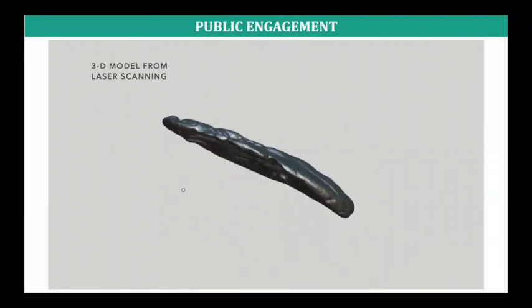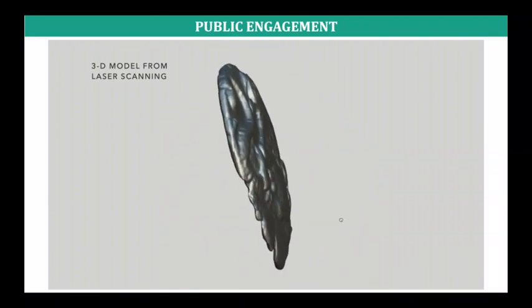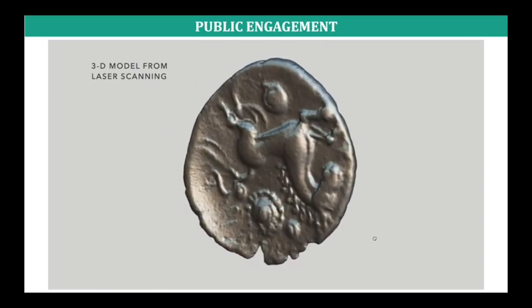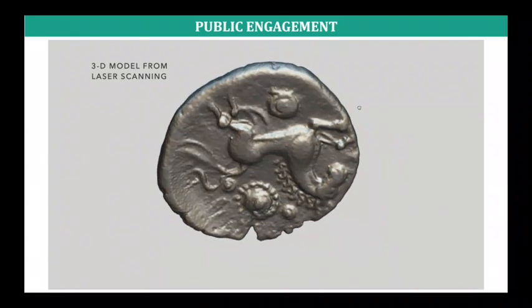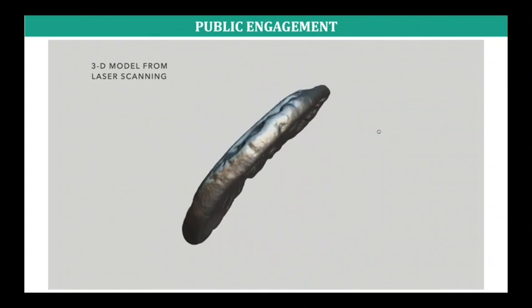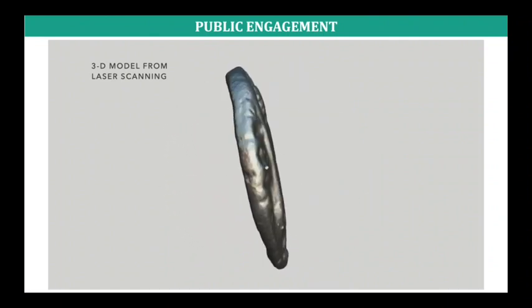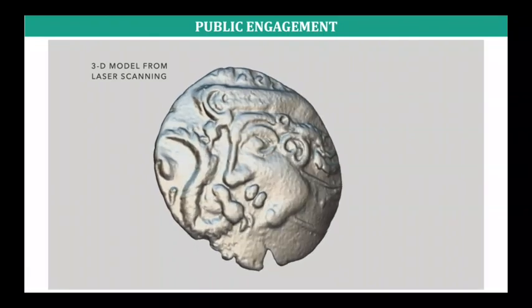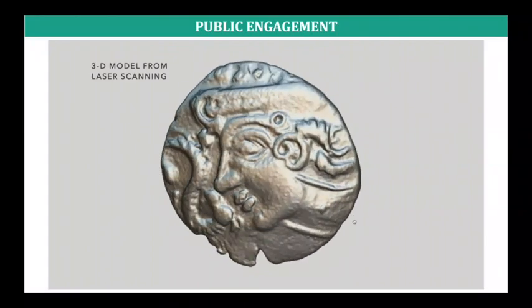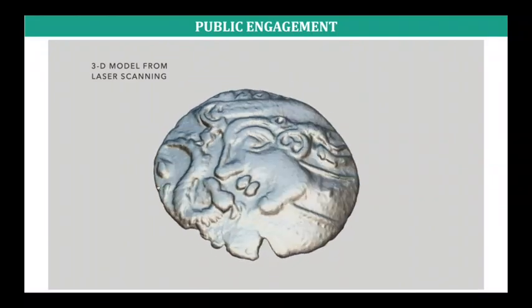This coin is a silver Berry A unit made around 30 BC. It features an adorned human head and serpent, but we do not know who this person was. Perhaps it is an idealized image that does not refer to a specific individual. You can view all these models on a website called Sketchfab.